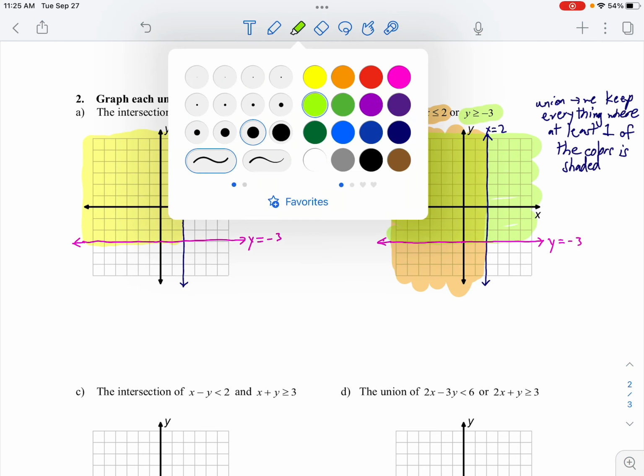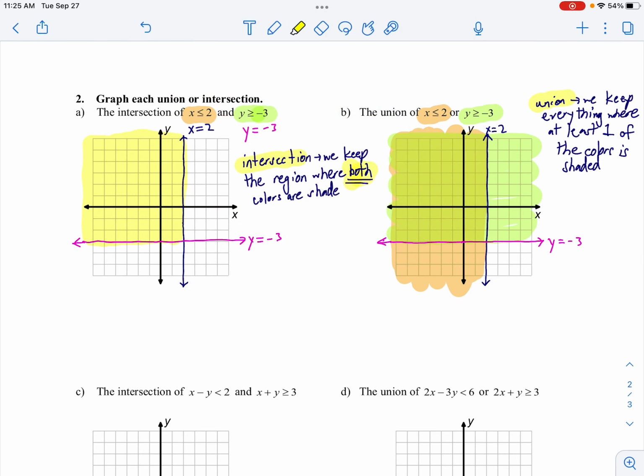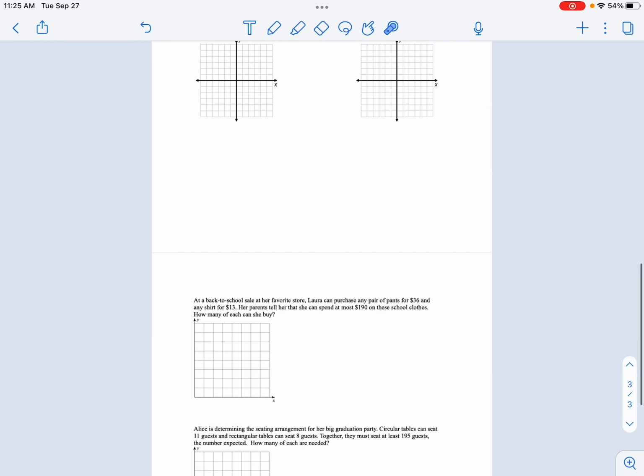So that's a union. For union, think at least one of the colors. For intersection, think both colors. We've got to shade where both colors are. For union, just think at least one. So these three parts are my answer for union, okay? Let's move on. Part C.